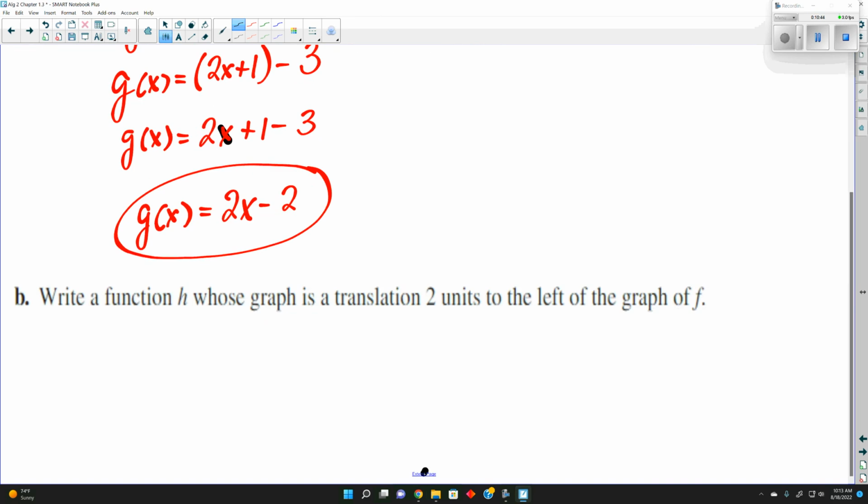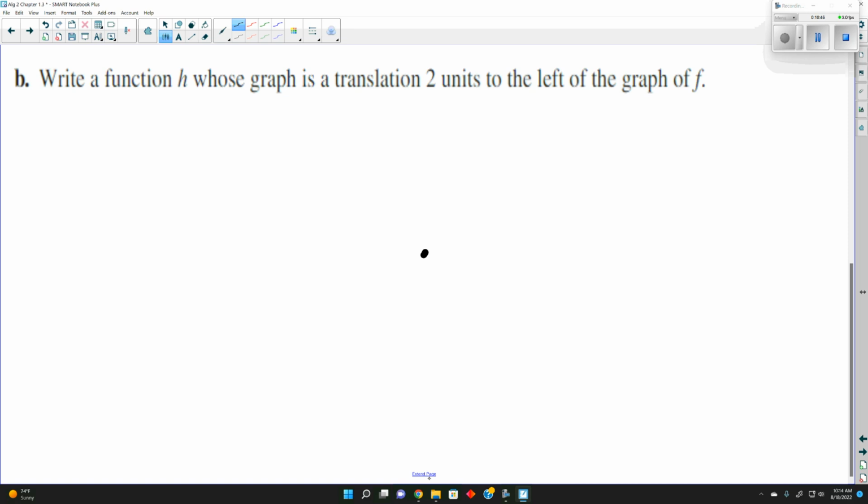So now we'll look at the second one. Now, h of x, g of x, all of these here are just a way for us to distinguish between the functions. So I can state more than one function at the same time, and we know which one we're actually talking about. So for this one here, we want to write a function, h of x, whose graph is a translation 2 units to the left of the graph of f.